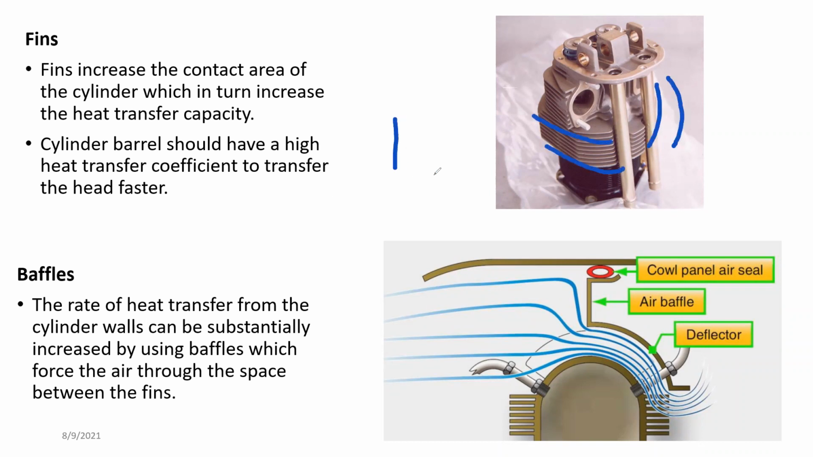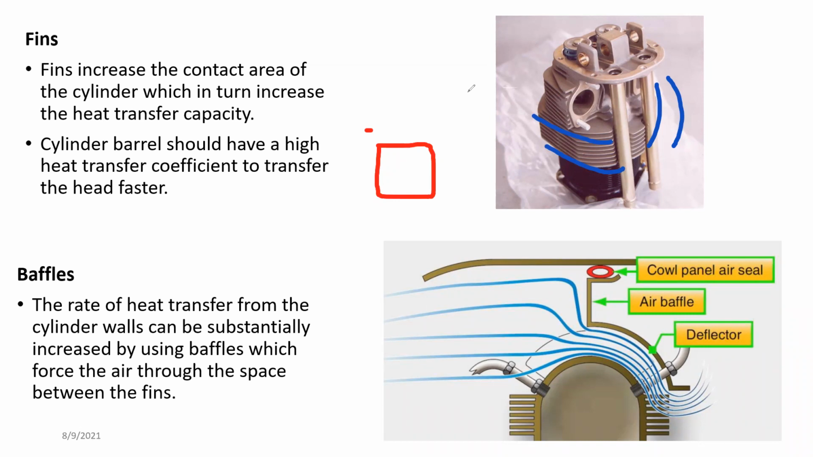One example is, let's assume you're cooling. Let me take another color. So assume your cylinder barrel shape after having fins is something like this. The airflow would not actually directly follow this channel, right? Airflow will not actually follow this line.